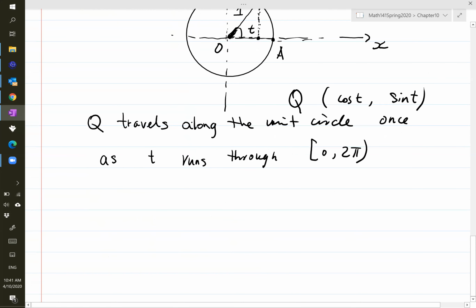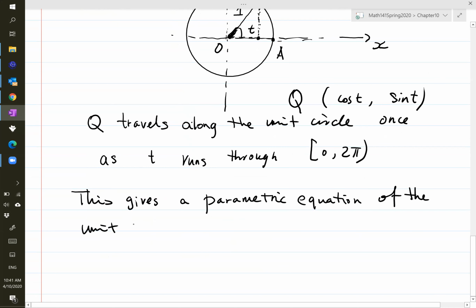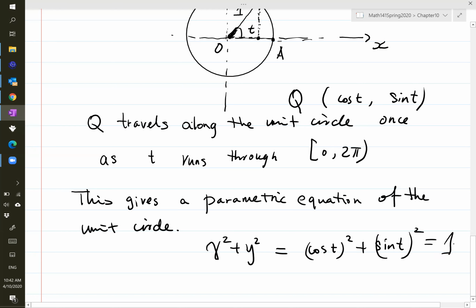So this gives a parametric equation of the unit circle. You can also check that x squared plus y squared: x is cosine t, y is sine t, so cosine squared plus sine squared, x squared plus y squared, is 1. So this is actually the equation for the unit circle in xy coordinates.